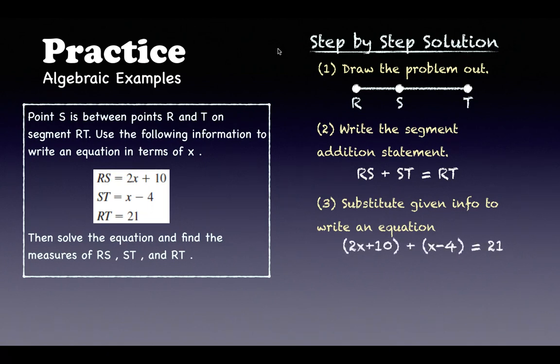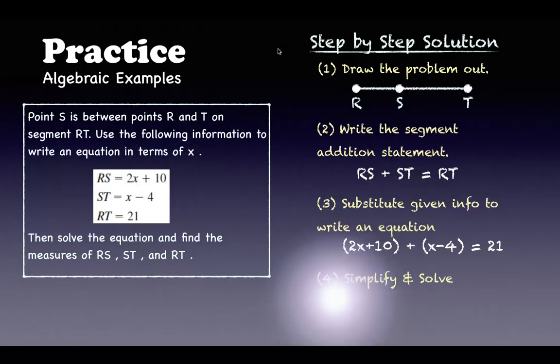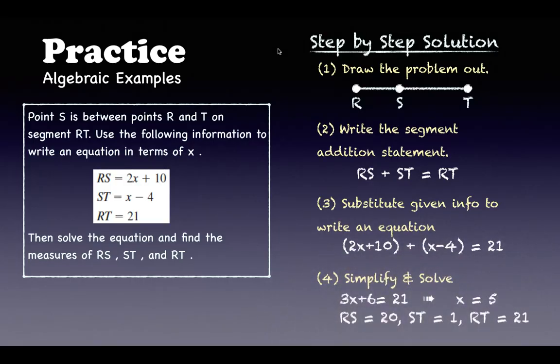And the rest is to combine and simplify and solve for x. Once we get that x is 5, we can plug it back into the expressions to find that RS is 20, ST is 1, and RT equals 21 was one of the givens.